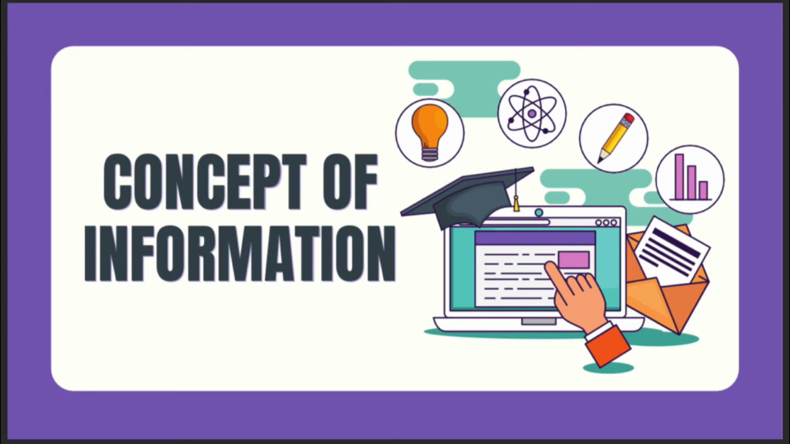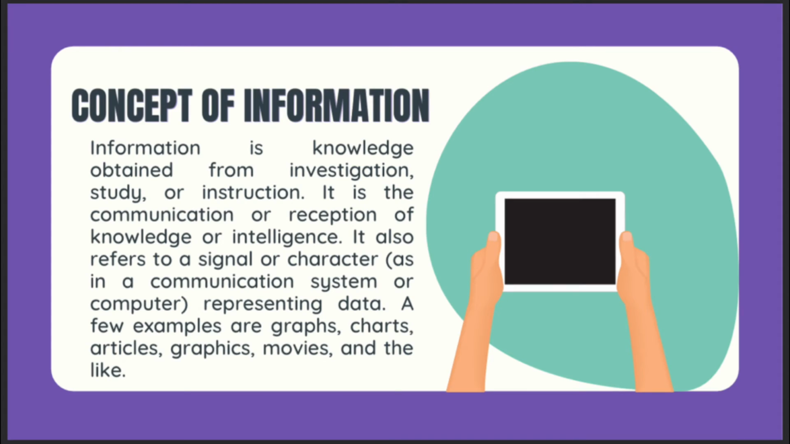Moving forward, the concept of information. Information is knowledge obtained from investigation, study, or instruction. It is the communication or reception of knowledge or intelligence. It also refers to a signal or character. When raw data are well arranged, they become information that gives meaning. A few examples are graphs, charts, articles, graphics, movies, and the like.